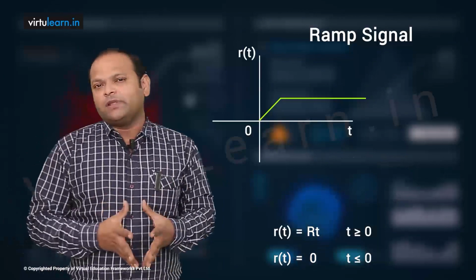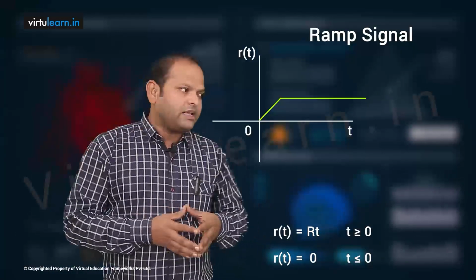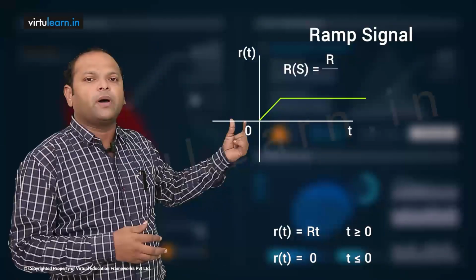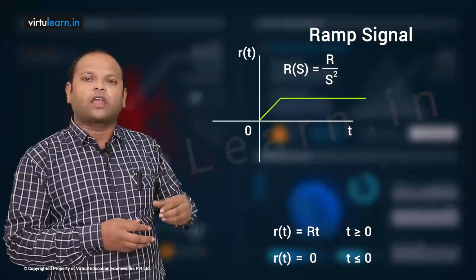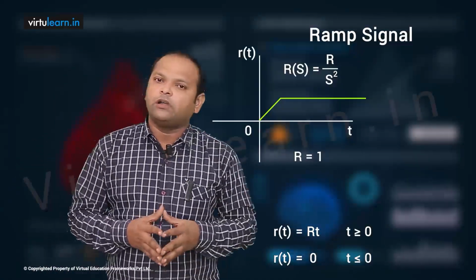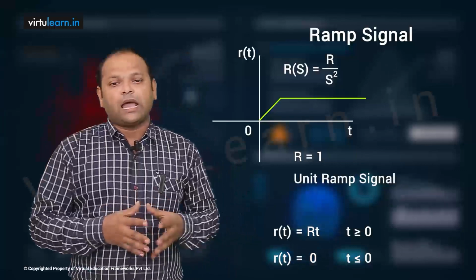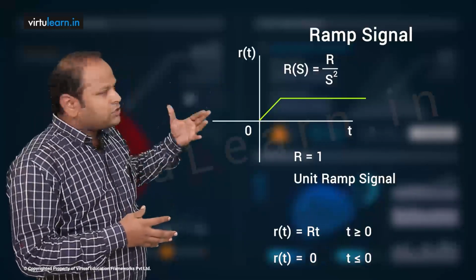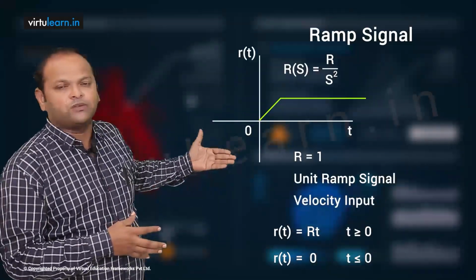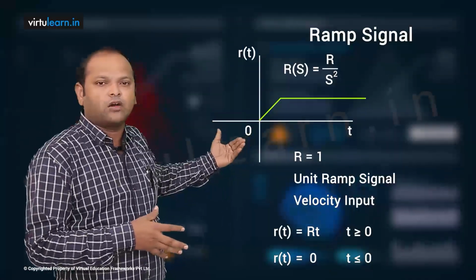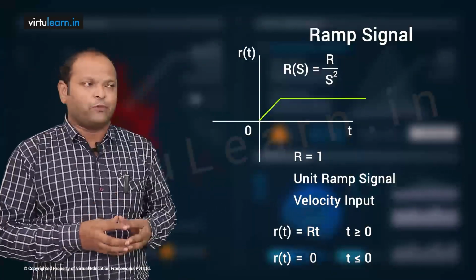Then what will be the Laplace equivalent? The Laplace equivalent is R of s equal to R by s square. If capital R is 1, then we call it a unit ramp signal. We can also call this a velocity input. Sometimes when you are talking about the steady state error concept, it is called velocity input.